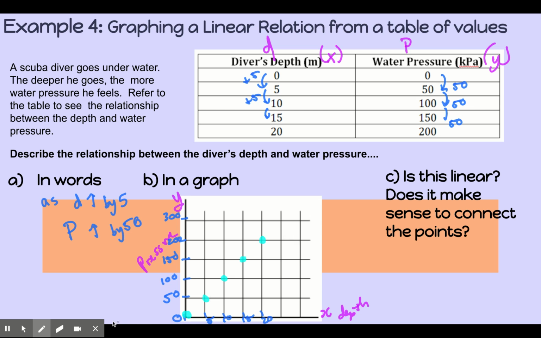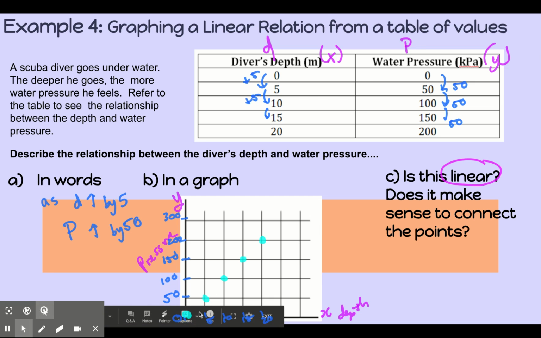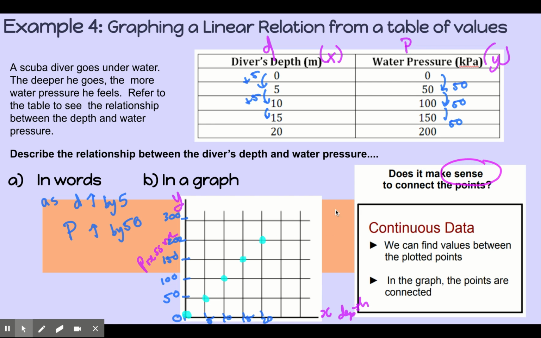Is this linear? Does it make a straight line? Well, if you were to put an invisible ruler on there, does it make a straight line? Yes, this is a linear relationship. Now, does it make sense to connect the points? This is something that's a little new to you. Sometimes you guys just automatically go, yes, I'm supposed to connect the points. It's not always the case. So it depends if you have what we call continuous data or discrete data.